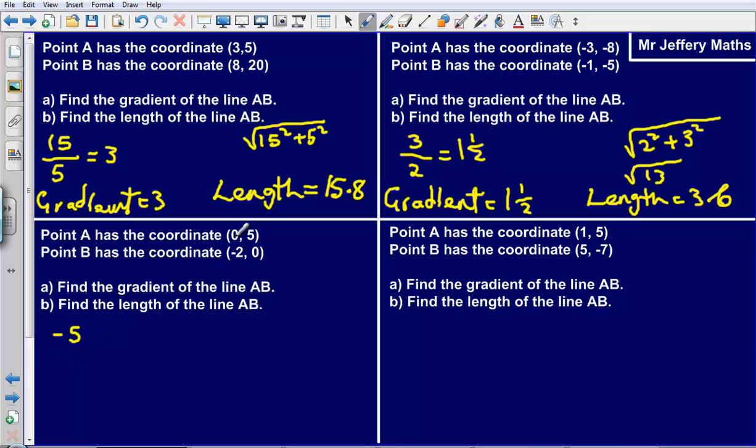So we could say that we've gone negative 5 on the y-axis. During that time, what have we done on the x-axis? Well, actually, we've gone back by 2. So we could say that it's minus 5 over minus 2. And so that's going to give us a positive answer: negative divided by a negative. We're going to have a positive gradient, and that's going to give us 2.5. So I can say that my gradient is 2.5.